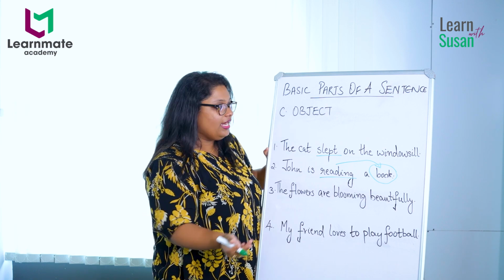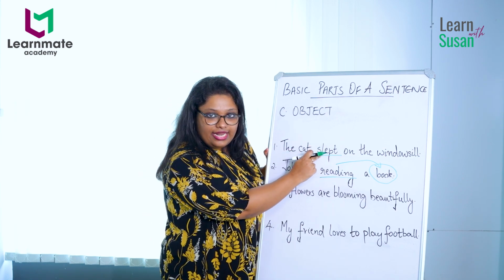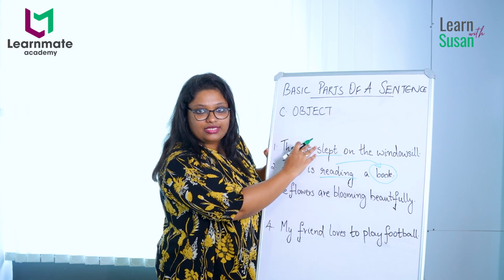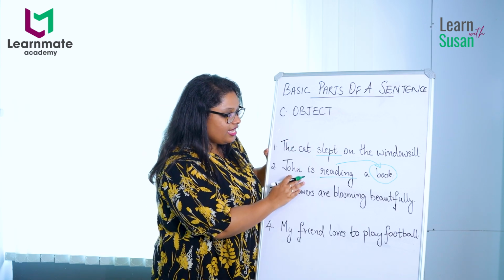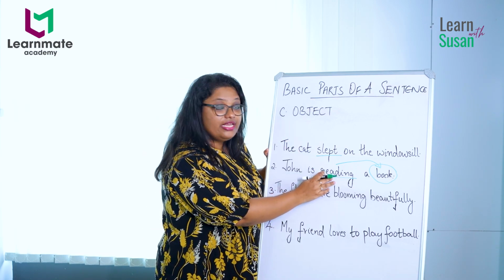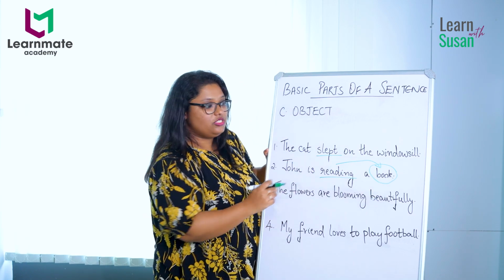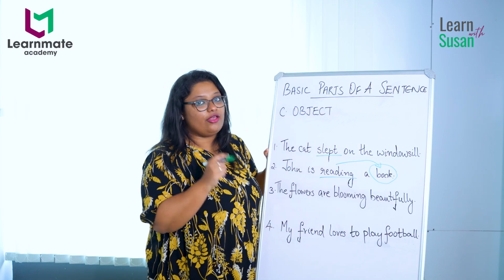So I repeat once again, in the first sentence, the action word which is slept is not affecting any noun in this sentence, and so it does not have any object. In the second sentence, reading is the verb which directly affects a noun. So this word, which is a noun, becomes the object. I hope you've understood.